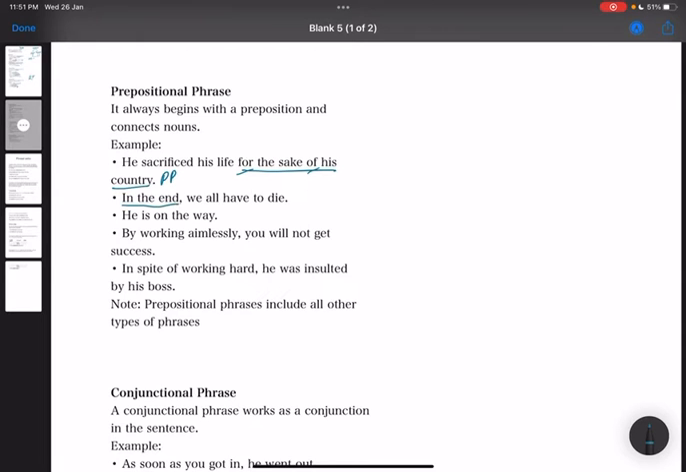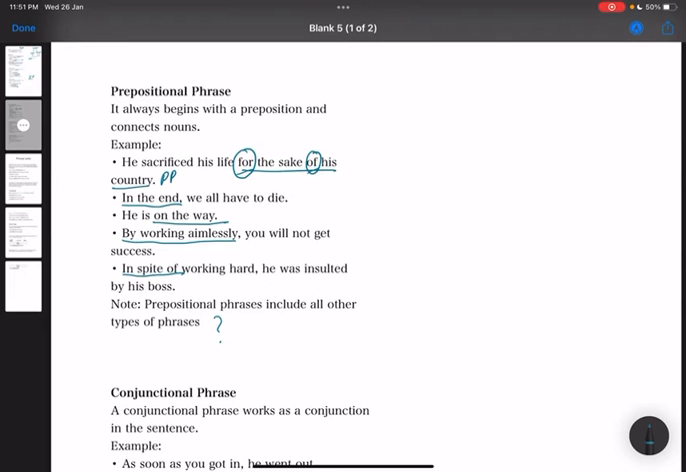In the end, we all have to die. He is on the way. By working aimlessly, in spite of working hard, he was insulted by his boss. Okay, now very good, note that prepositional phrases include all other types of phrases. Now you would ask why. See, when we are including for and of, it's very genuine that we have to include the adjacent words, right?